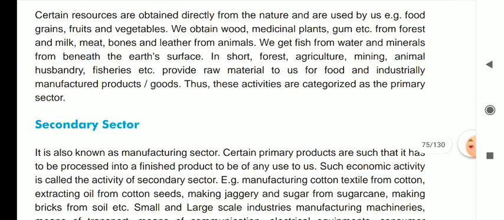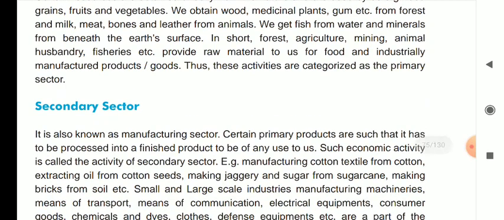Secondary sector. What is the secondary sector? It is also known as the manufacturing sector. Certain primary products have to be processed and turned into a finished product to be of any use to us. Such economic activity is called the activity of the secondary sector.